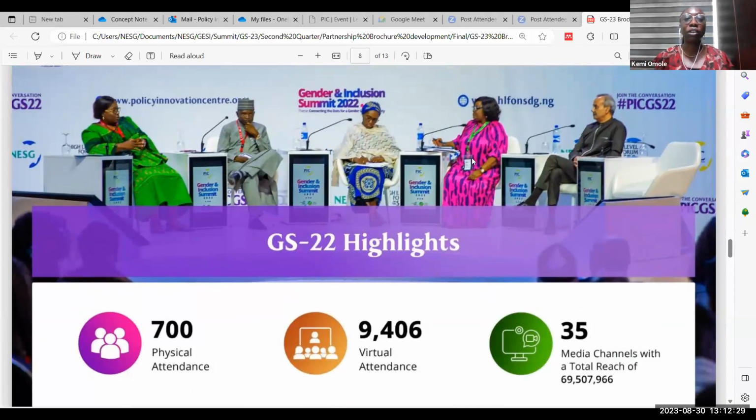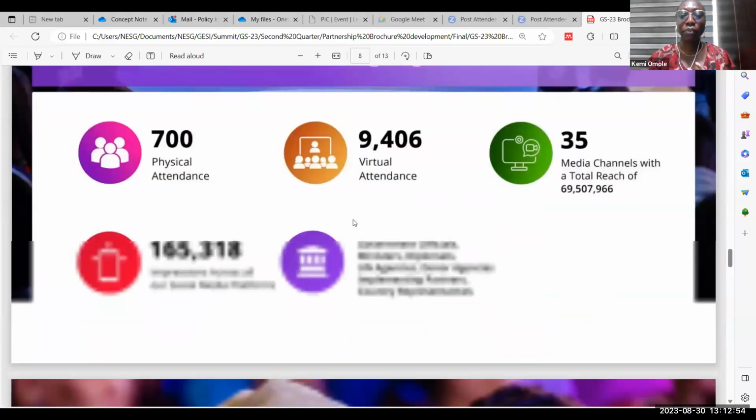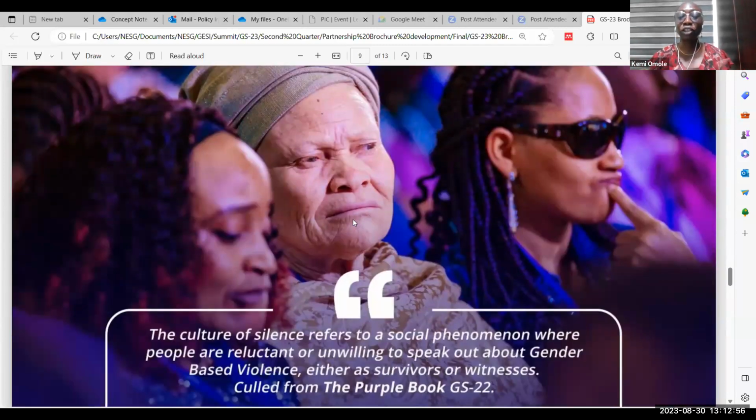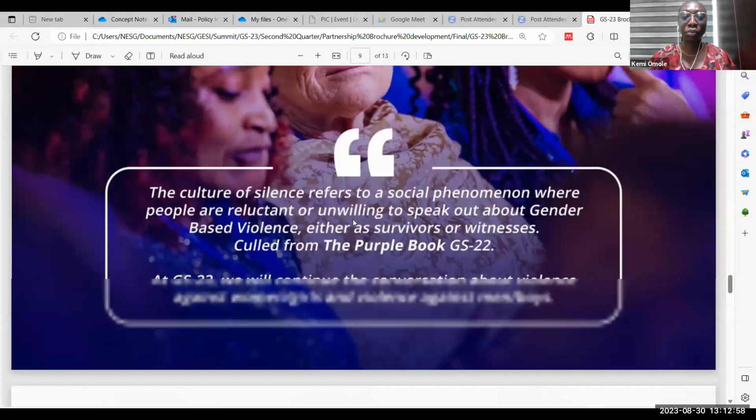We had a panel session with speakers such as the Minister of Agriculture, the Minister of Finance, the UN Women Country Rep, the World Bank Country Rep, the Sterling Bank CEO, and the Emir of Agungu. Unfortunately, the Women Affairs Minister was not available, but it was such a very rich event. These are just pictures from the Gender and Inclusion Summit.